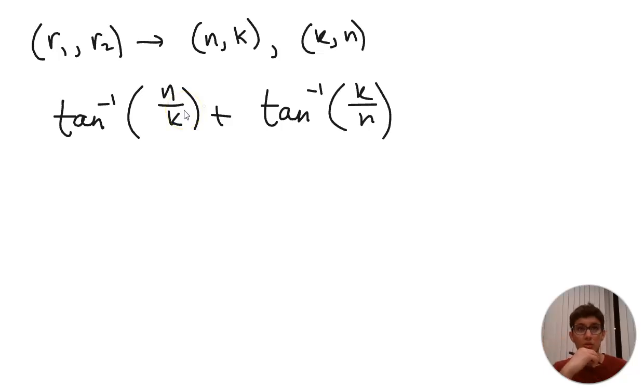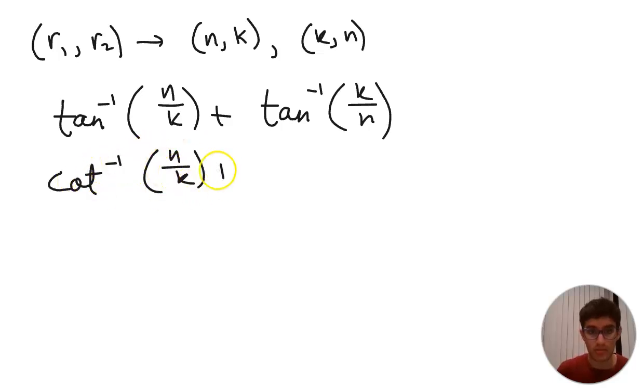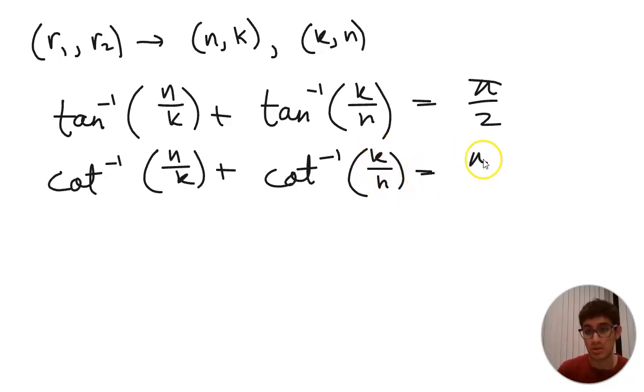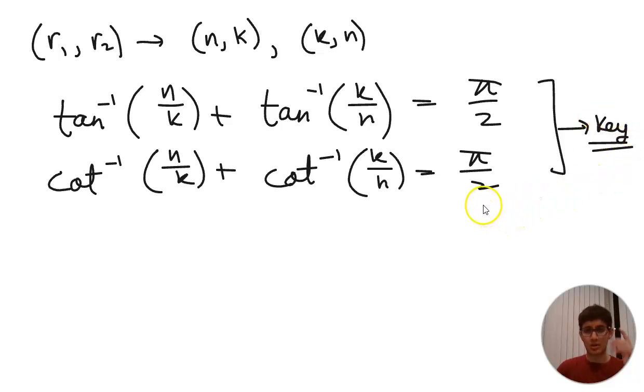wait a second. We know that in total there are n squared different entries, and then the same exact thing applies for cotangent, right? Exact same property over here. So this is equal to pi over 2, and this is also equal to pi over 2, right? So this is the key property. So now let's see how we can actually use this.